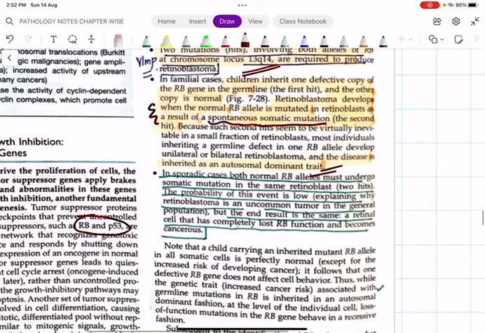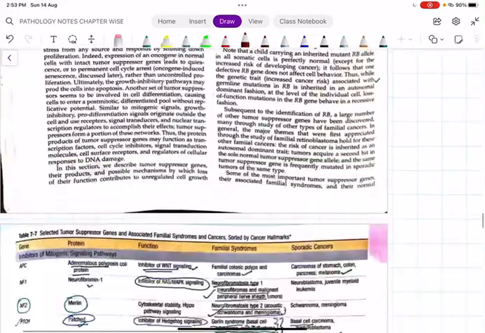Remember, in sporadic cases, imagine what will happen when the baby is born. There is no germline mutation. So if retinoblastoma has to occur, both alleles have to undergo somatic mutation, which is not that much possible. That is the reason retinoblastoma is extremely rare in the general population. This is called Knudson's two-hit hypothesis.